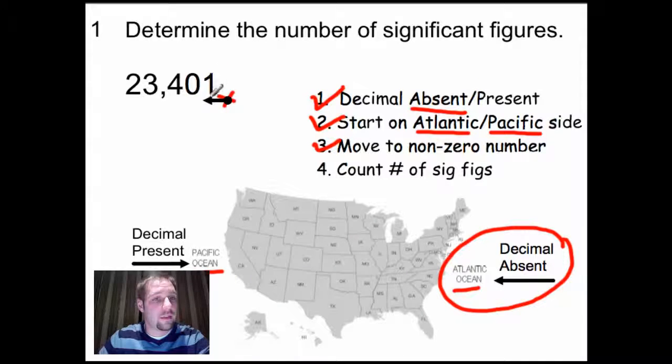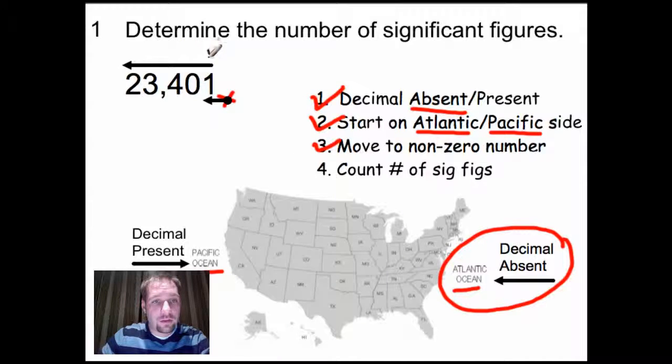I've hit this number here, and my rules were that the first non-zero number that I hit and every number after that is significant. So let's take a look. The first number that I hit was 1. This 1 and every single number after this 1 are all going to be considered to be significant.